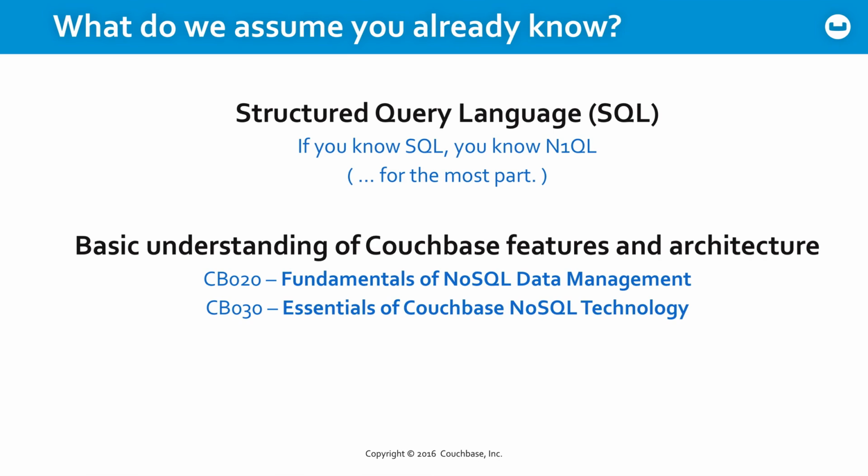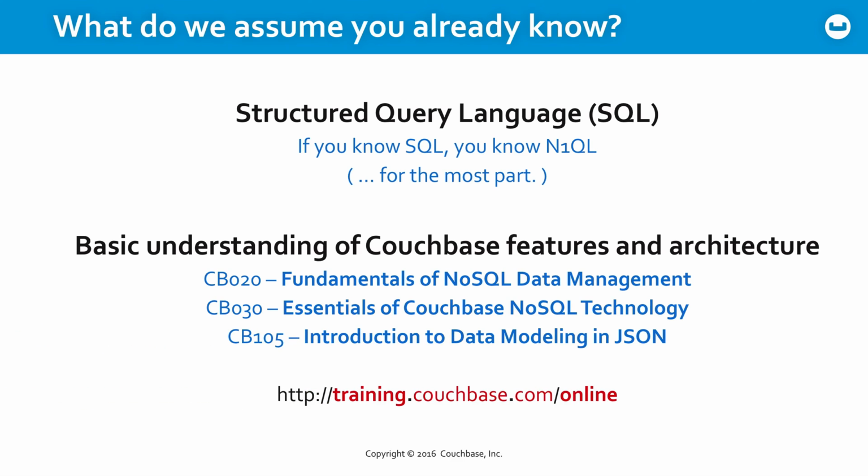We also expect you have a basic understanding of Couchbase's main features and architecture, but you can get this easily through our free online courses, CB20, The Fundamentals of NoSQL Data Management, and CB30, The Essentials of Couchbase NoSQL Technology. You might also have taken our additional free online course, CB105, Introduction to Data Modeling in JSON. If you haven't looked at this yet, you'll probably want to look at it after you take this course. You can find all of these right where you are, training.couchbase.com/online.